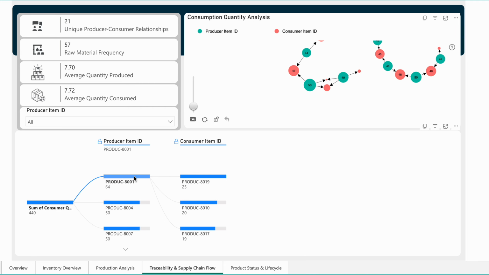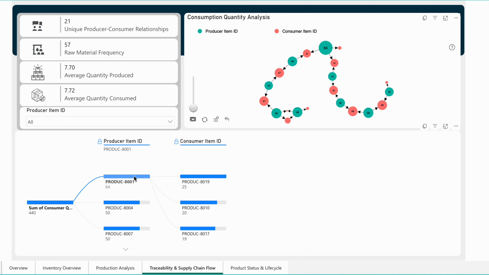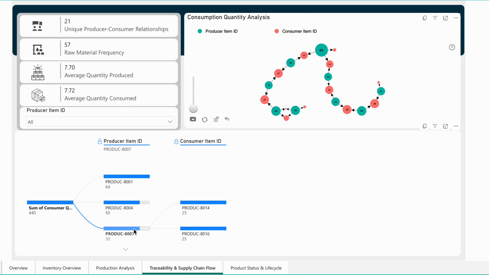It becomes challenging for organizations to trace lineages and genealogies and understand the consumption of items in their entire supply chain. This section enables users to drill down and understand every item and its relationship with the rest of the inventory.